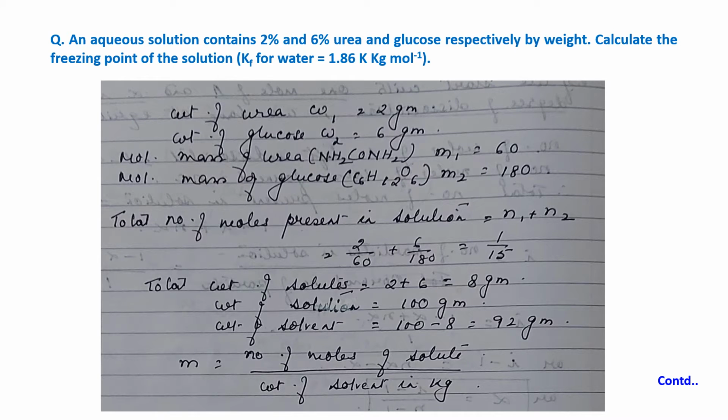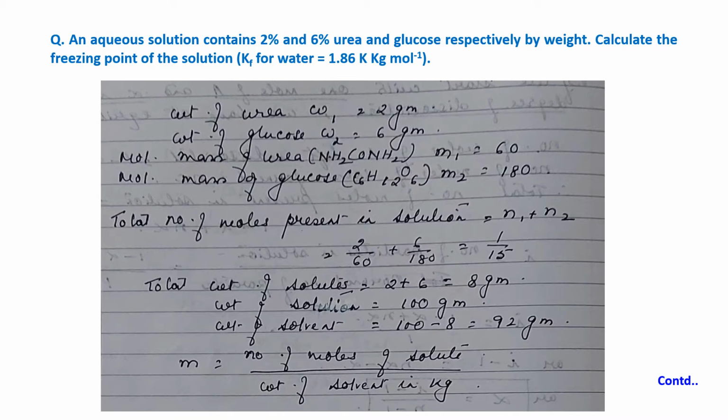Next numerical: an aqueous solution contains 2% and 6% urea and glucose respectively by weight. What is the meaning of this line? There is an aqueous solution of urea and glucose, and in that solution, per 100 gram of the solution, it contains 2 gram of urea and 6 gram of glucose.